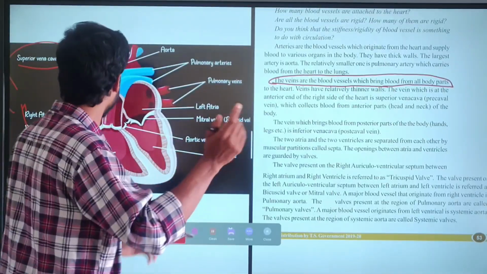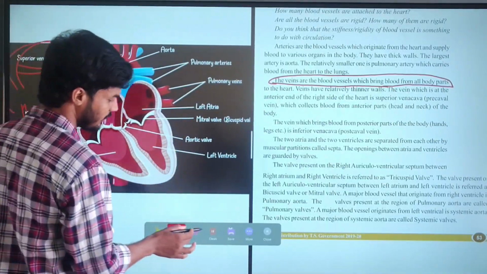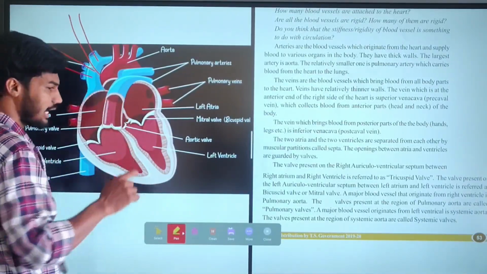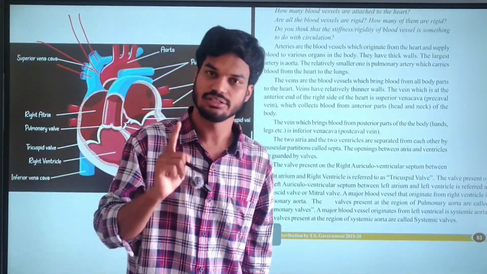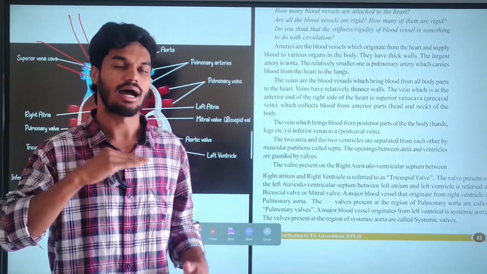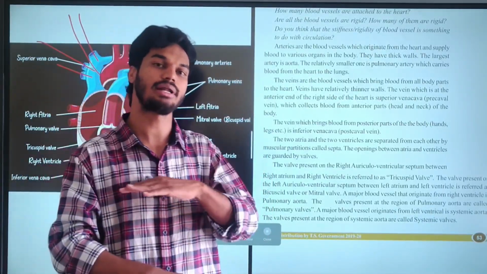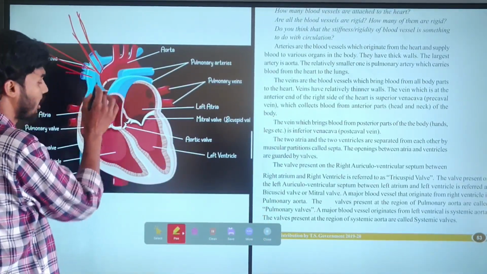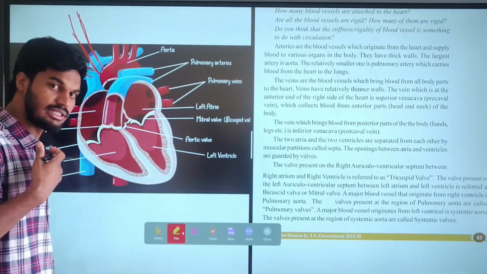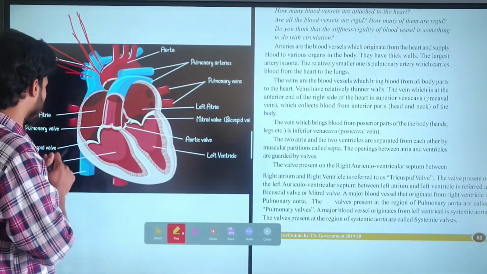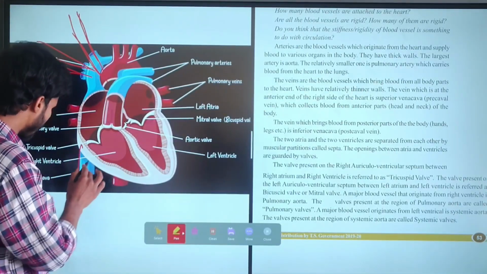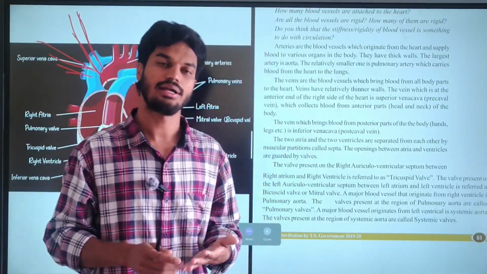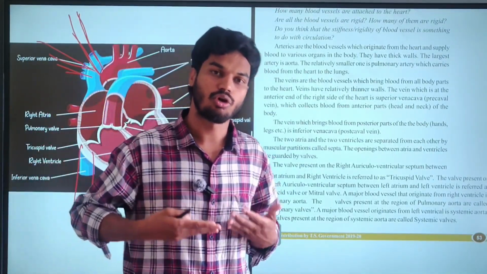How do they carry this? Look here, the function of the superior vena cava. It will collect the deoxygenated blood from the head, neck, and chest region and arms at the upper region of our body. Then coming to the inferior vena cava, it will collect the blood from the abdomen and legs at the lower part of your body.